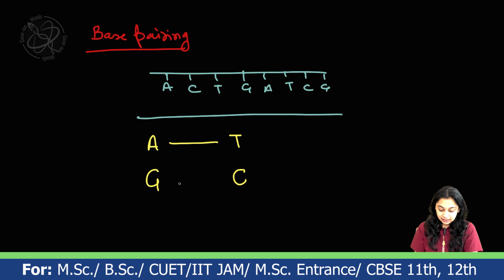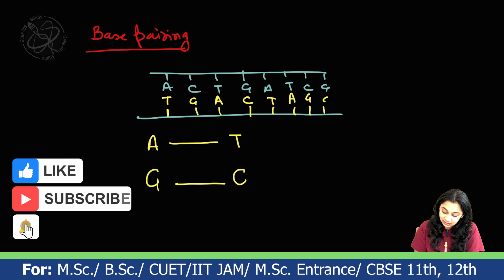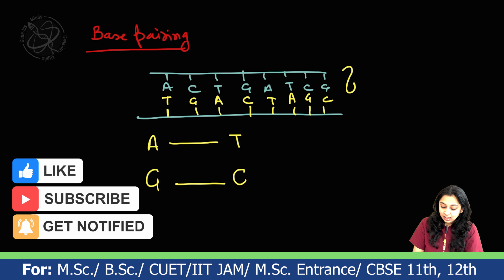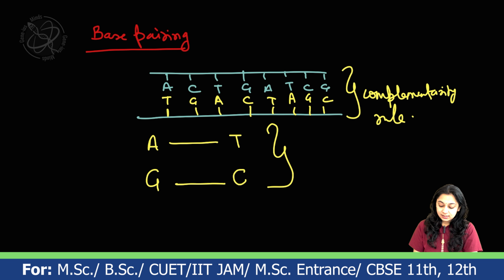So if you see the base pairing, in the other strand, according to the rule, the pairing will be T, G, A, C, T, A, G, C. This pairing is known as the complementarity rule. So this is how the bases are paired.